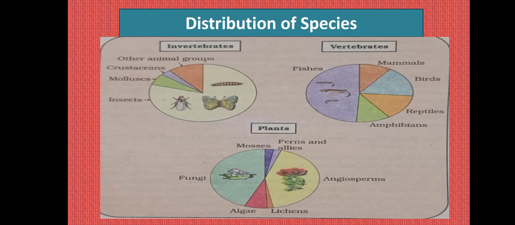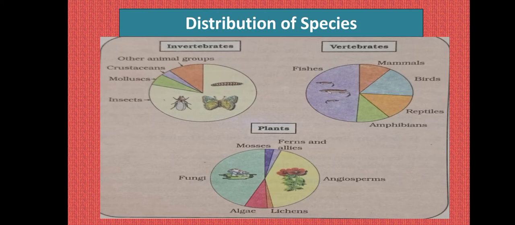And the second pie chart, that is of vertebrates, you are looking here. To remember this pie chart in order, that is from fishes to mammals: fishes, amphibians, reptiles, birds and mammals. Anti-clockwise we have to remember it. Fishes account for approximately half of the vertebrate species, and the rest of the species of vertebrates are amphibians, reptiles, birds and mammals.